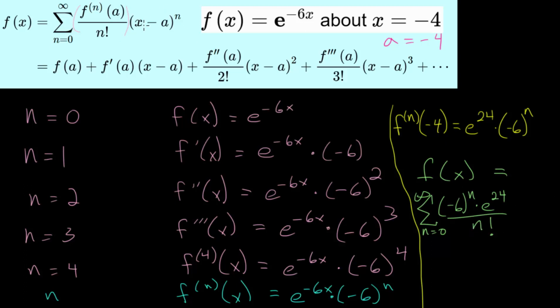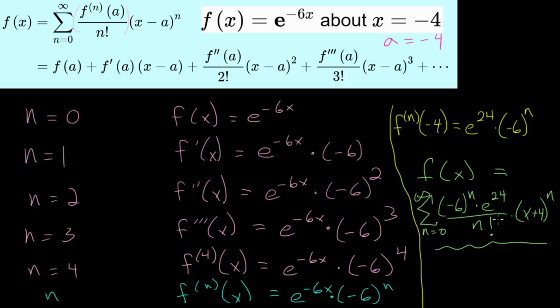And then we have x minus a to the nth power. And we know a is -4, so this is really minus -4 or +4. So we have x plus 4 all to the nth power. So this right here is our Taylor series for this function e to the -6x about an x value of -4.